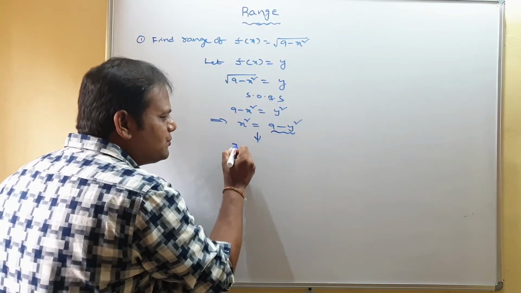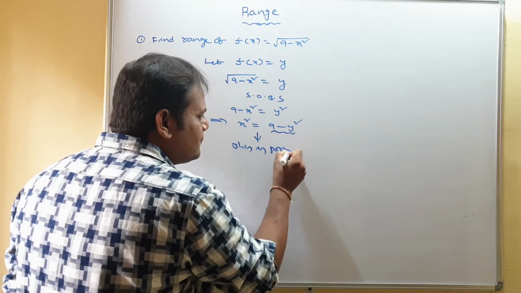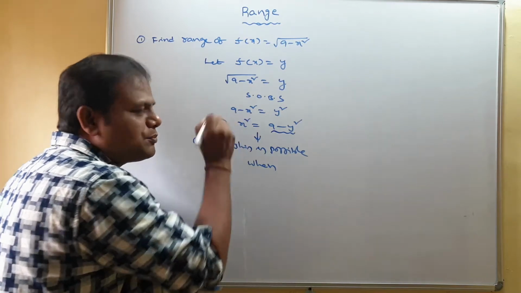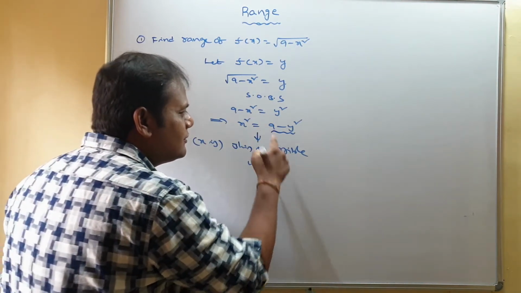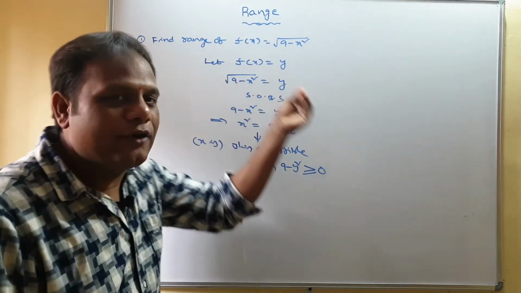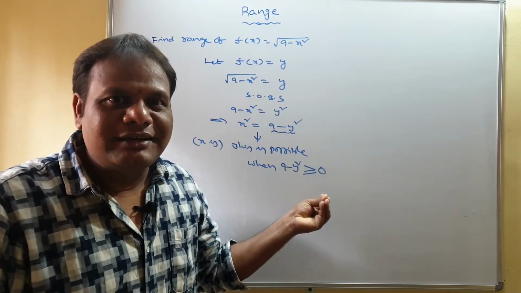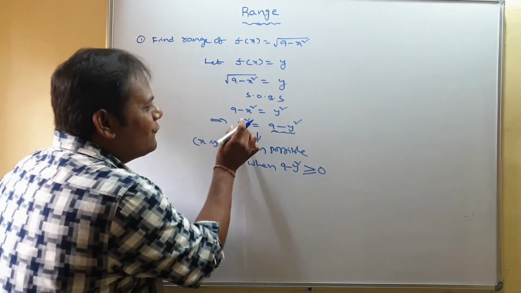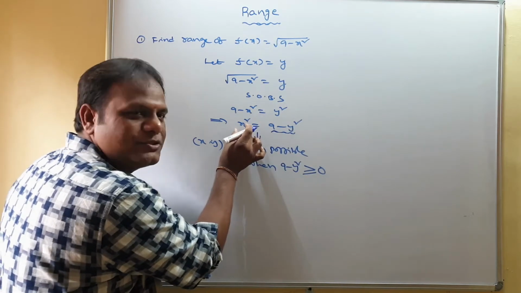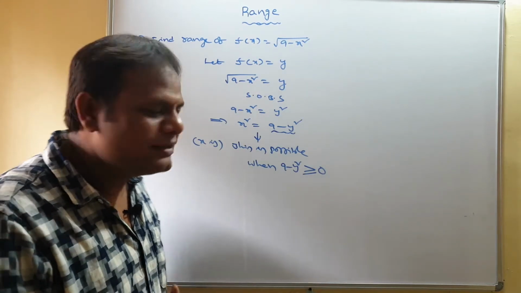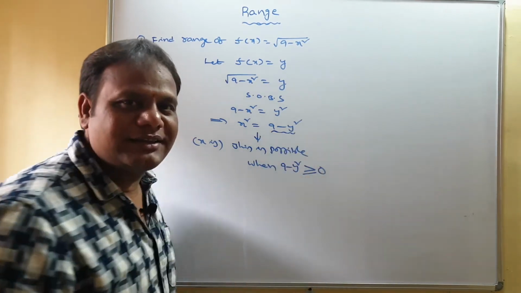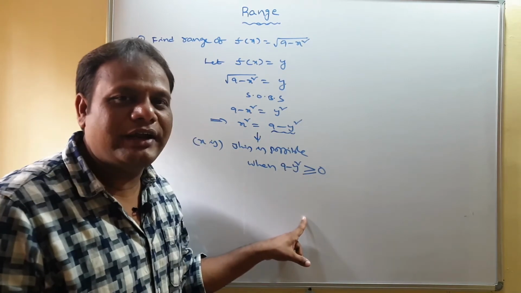So when it is possible, so this is possible. This is possible means what is possible? X is possible. X is possible when 9 minus y square greater than or equal to 0, is it? So we have to find values of y where x is possible, is it? So when this is possible, if it is non-negative, then only it is possible, otherwise it is not possible, is it? So that's why this x is possible if 9 minus y square greater than or equal to 0. That's all. Now we have to find the values of y.